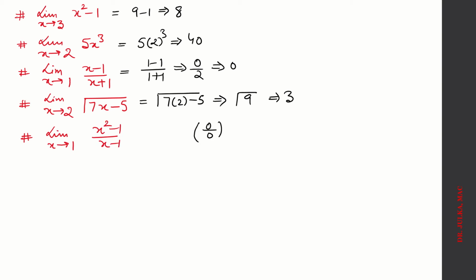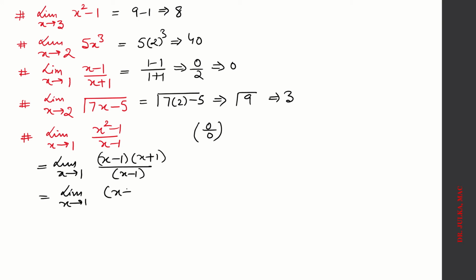Next part, limit x tends to 1, x square minus 1 upon x minus 1. If we replace x by 1, we will get 0 by 0. So whenever the answer is in the form of 0 by 0, we will use the factor method. X square minus 1 is equal to x minus 1 into x plus 1. Cancel x minus 1 in the numerator and denominator both and we will get limit x tends to 1, x plus 1. Replace x by 1, we will get 1 plus 1 equals 2.